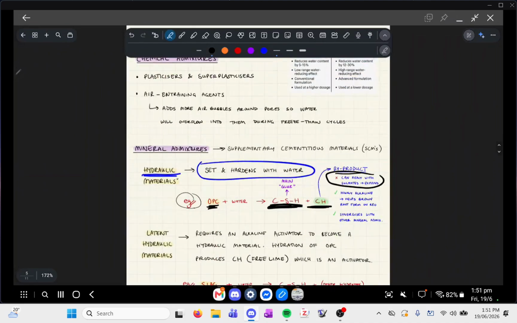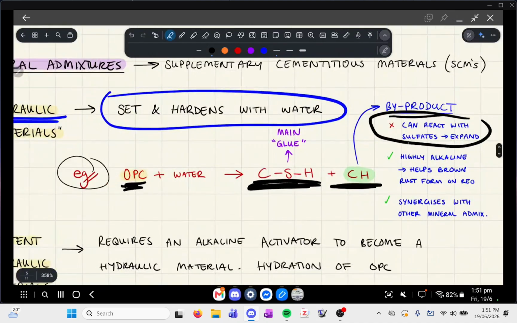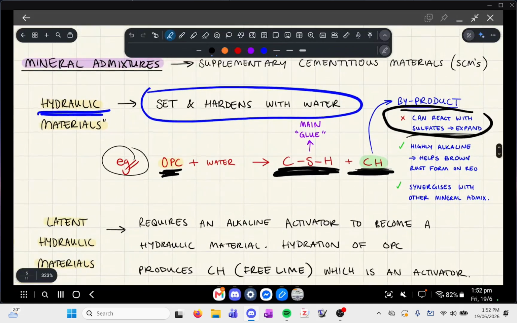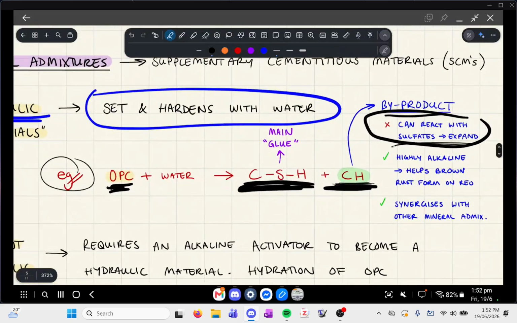Anyway, so when you have sulfates from the soil, it can react with this product, the carbonate hydroxide or whatever, and then cause expansion. And then we talked about last week that this leads to spalling in the concrete. Okay, so it's no good. So we want to get rid of it.